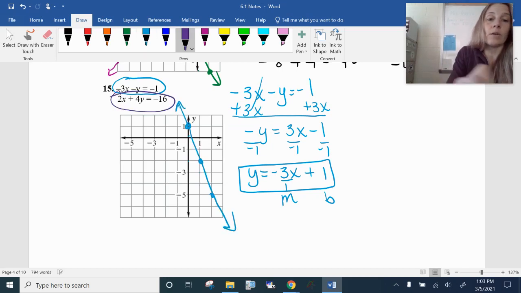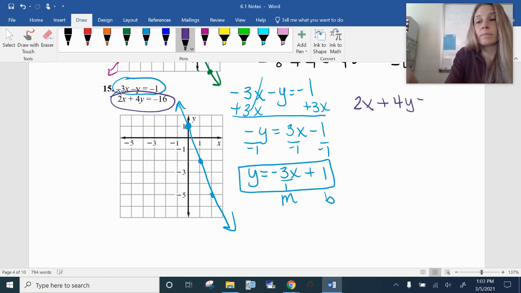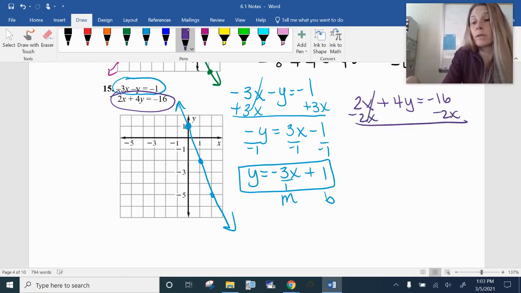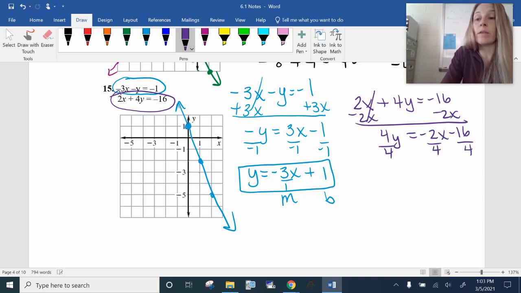Okay, the second equation, I'm going to get the y by itself, moving the x over to the other side, opposite. So I have 4y equals negative 2x minus 16. Let's get the y completely alone by dividing everything by the 4. Y equals negative 1/2 x minus 4. Make sure you simplify your 2/4.